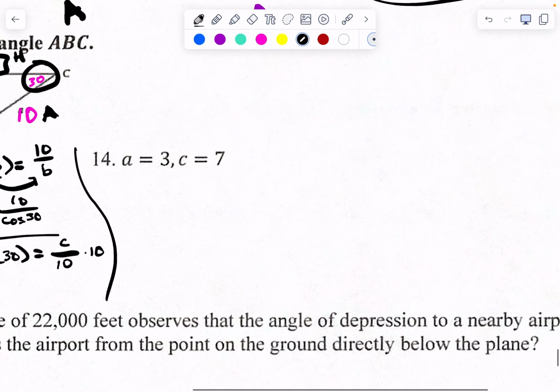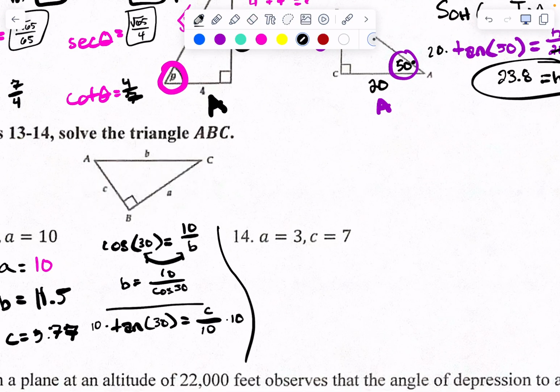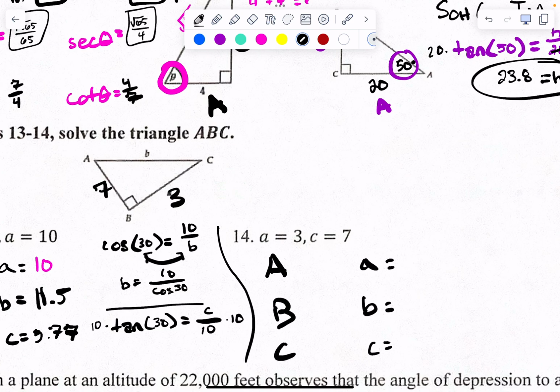Okay, all right, this guy. We've got the little sides here. We've got a is 3, c is 7, and then we know capital B. So A, B, C, little a, little b, little c. I just usually fill these in. 3, 7, and B is how much? 90. Capital B is 90. How do we find little b?